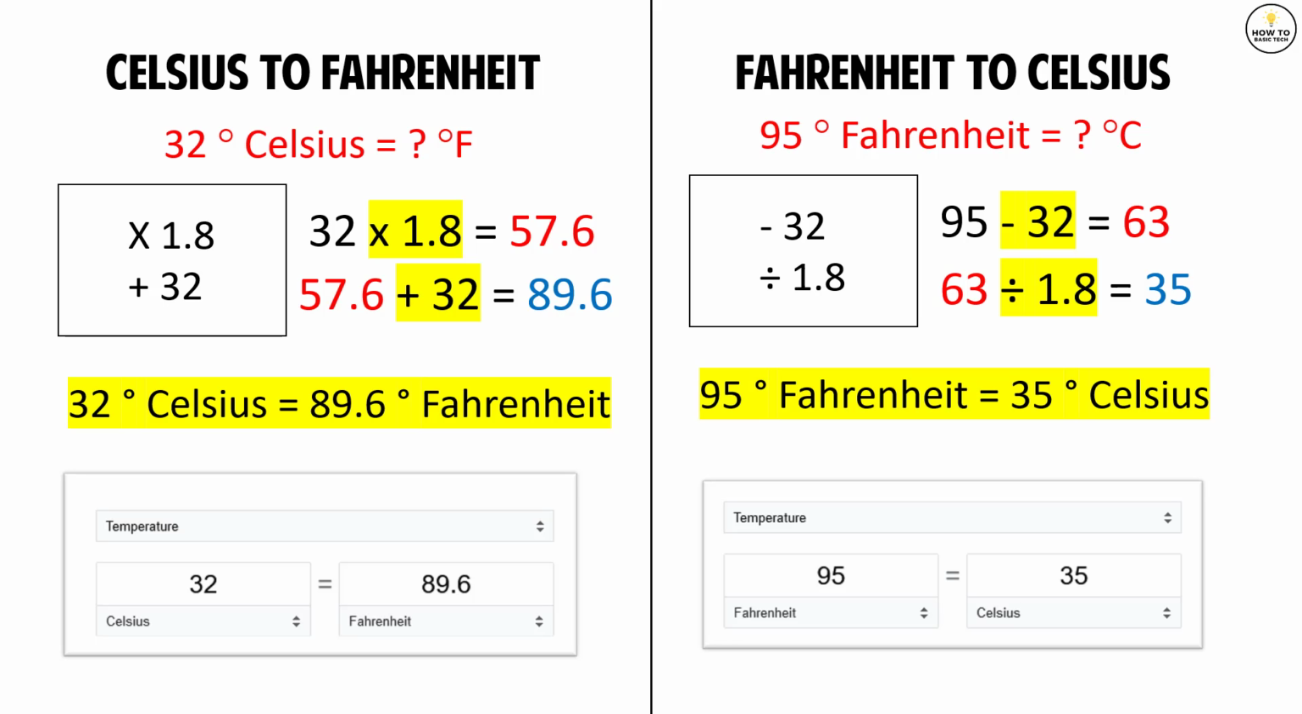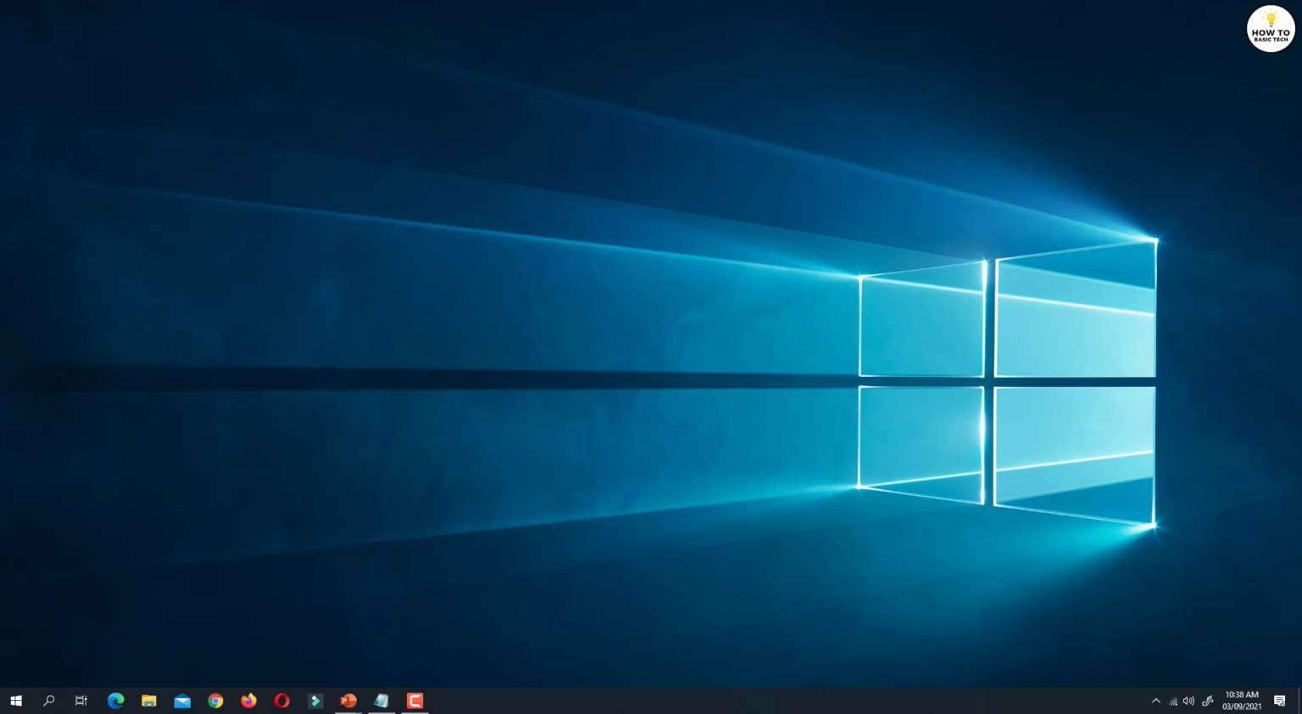So in summary, to convert degrees Celsius to Fahrenheit, first multiply the Celsius value with 1.8 and then add 32 to that value. And to convert degrees Fahrenheit to Celsius, first subtract 32 and then divide the answer by 1.8. So that was the short tutorial on how to convert Celsius to Fahrenheit and from Fahrenheit to Celsius.